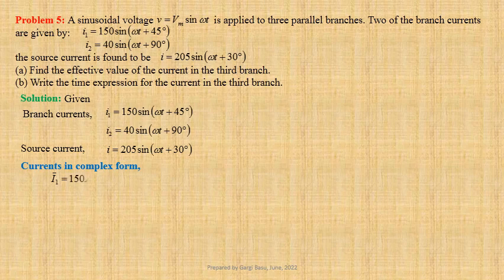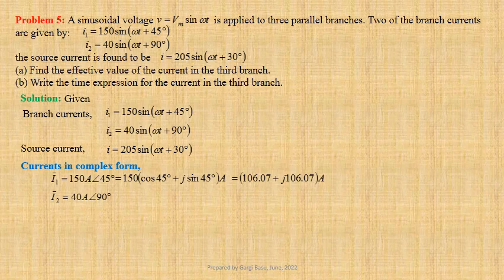Let us first write down the currents in complex form. I1 equals 150 ampere at an angle 45 degree. This may be written in Cartesian form as 150 times cos of 45 degree plus j sine of 45 degree ampere, that is equal to 106.07 plus j106.07 ampere.